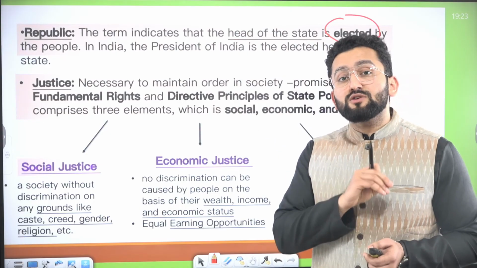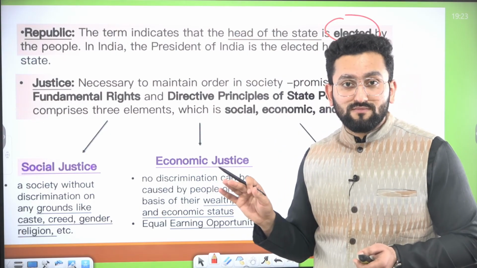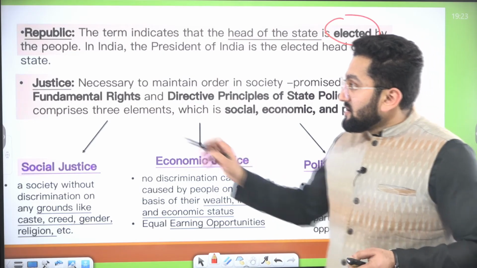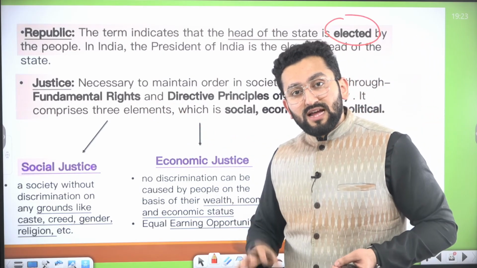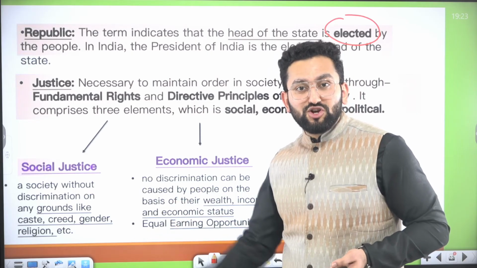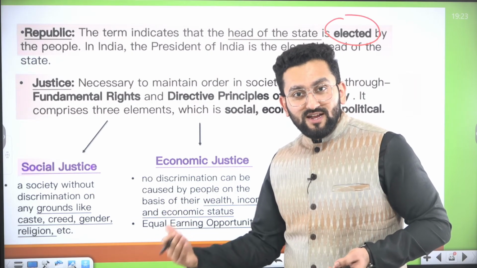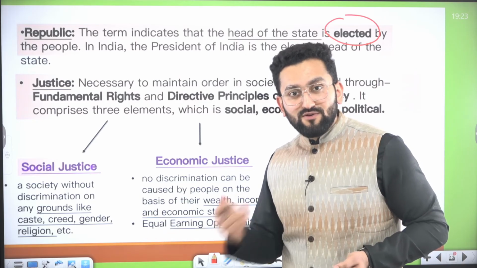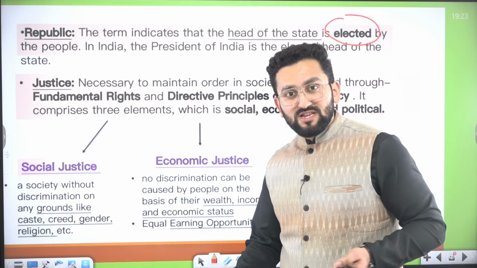And the Prime Minister does not have any tenure. Okay? Because the Prime Minister is there till the time this Prime Minister has the confidence of the House, the majority of the Lok Sabha is in favor of this Prime Minister or this government.